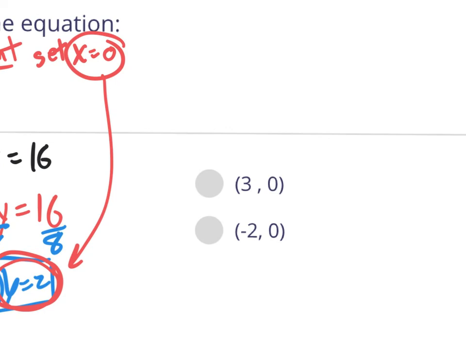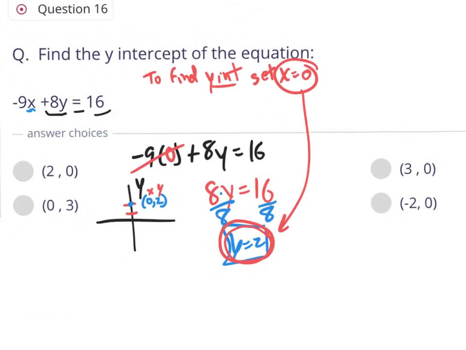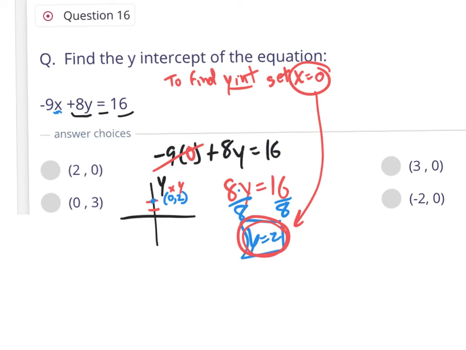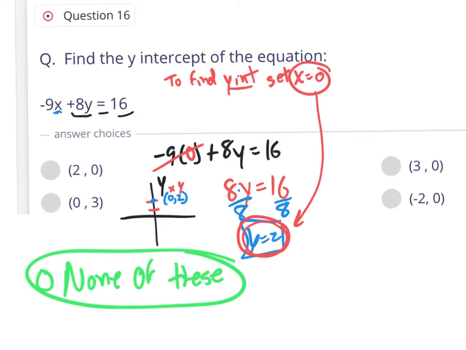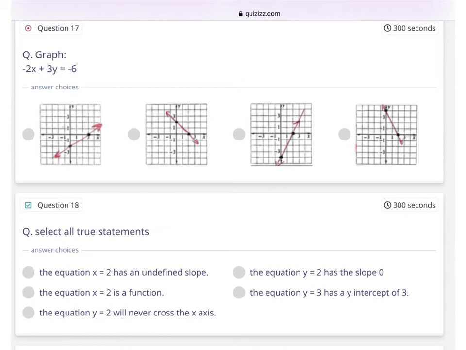So I'm looking for 0, 2 as an answer option, but it's not here. And I did cut out the final option, which was none of these. So on your practice test, that multiple choice option of none of these are correct is the correct answer. Let's move on to number 17. Number 17, they're asking us to graph.